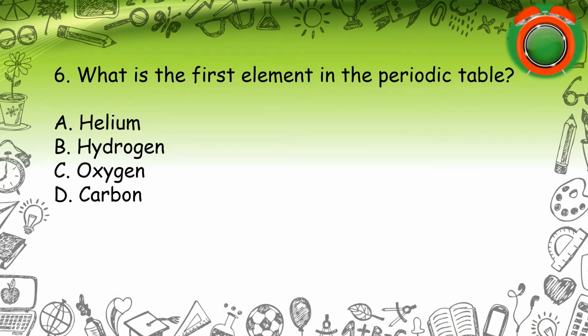Number 6 question. What is the first element in the periodic table? A. Helium. B. Hydrogen. C. Oxygen. D. Carbon.